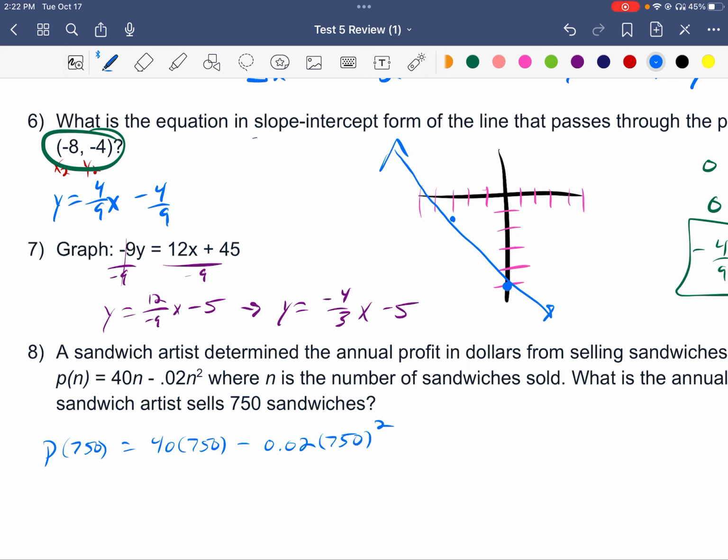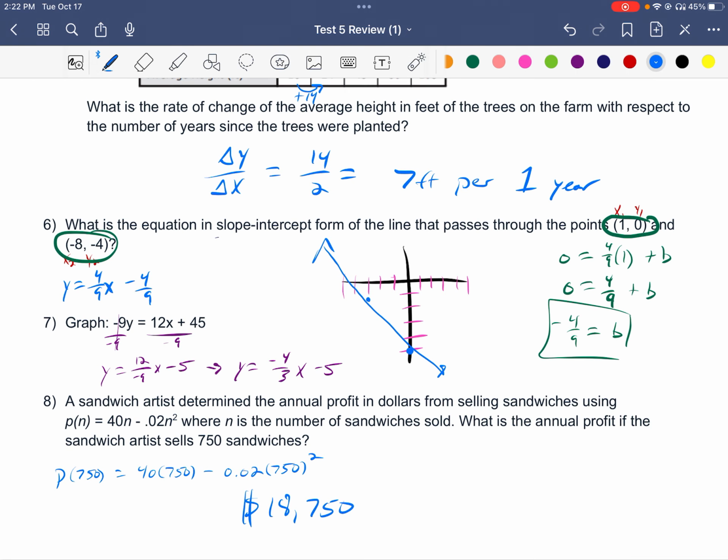So we get 4 times 750 minus 0.02 times 750 squared. And you should get 18,750. And that represents the annual profit when they sell 750 sandwiches.